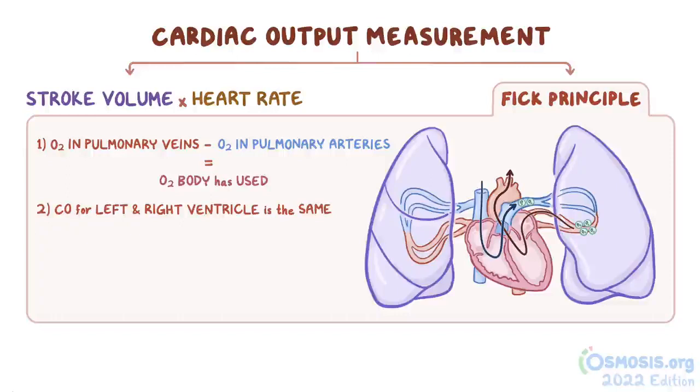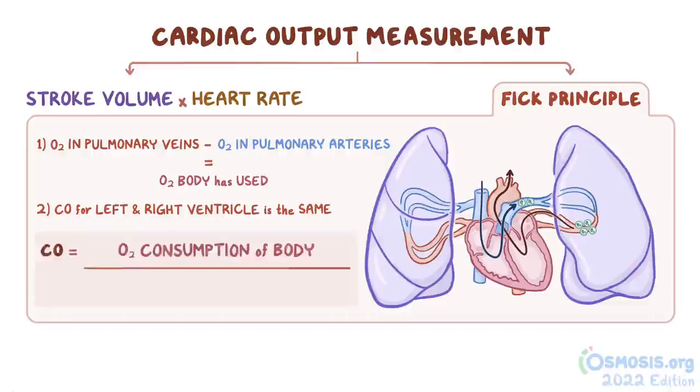Using the Fick principle, cardiac output can be calculated by dividing the oxygen consumption of the body by the difference in oxygen content of the pulmonary veins and pulmonary arteries.